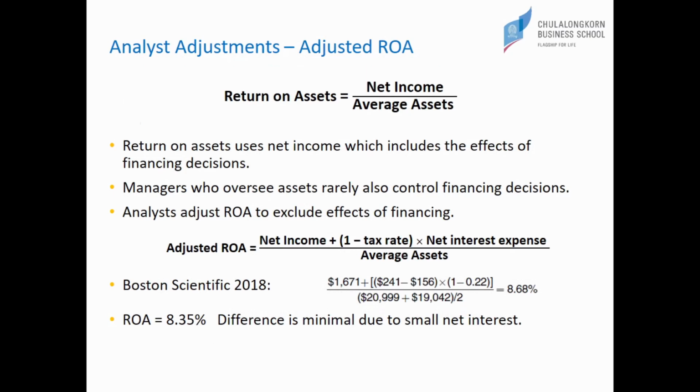So Boston Scientific has 8.68% of this adjusted ROA, while their original ROA was 8.35%. So you see that actually the difference is not so big for Boston Scientific, but it's because this company has very small net interest. For other cases where debt is extensively used, the adjusted ROA and the regular ROA are going to show quite a significant difference.